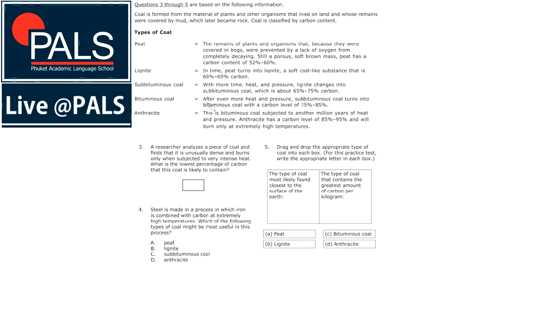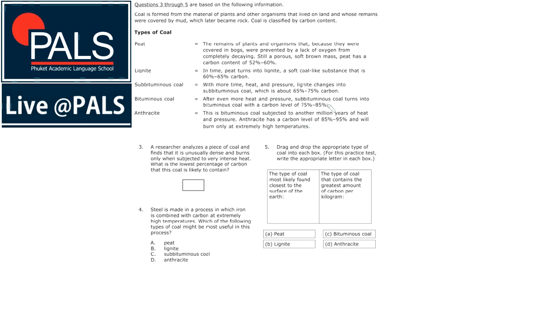Then we have bituminous coal. After even more heat and pressure, subbituminous coal changes into bituminous coal with a carbon level of 75 to 85%. And then we have anthracite, which is bituminous coal subjected to another million years of heat and pressure. And anthracite has a carbon level of 85 to 95% and will burn only at extremely high temperatures.